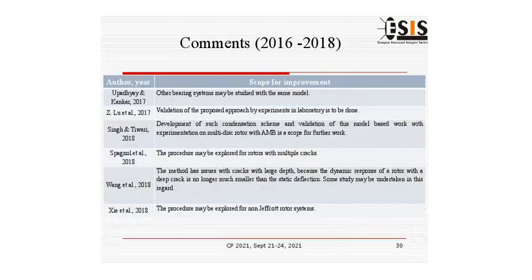Wang et al. The method has issues with cracks with large depths because the dynamic response of a rotor with a deep crack is no longer much smaller than the static deflection. Some study may be undertaken in this regard.